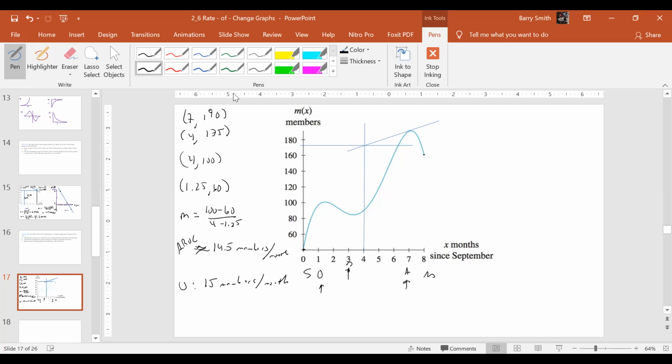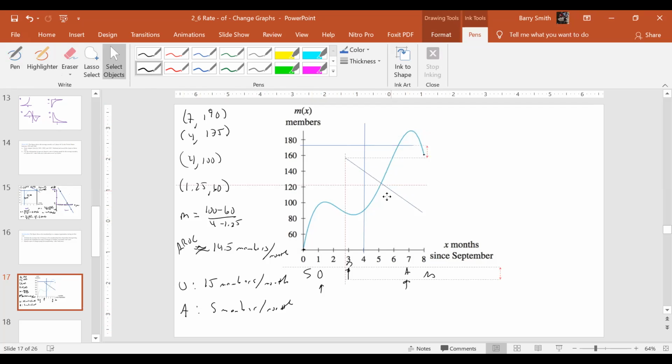7 minus 4 is 3. So that's going to be roughly 5. So we can say in April, it's about 5 members per month. And again, these are so much of an estimate. We know we're probably not even close to what they would actually have if they had the actual curve data and stuff like that. So this is just, again, close.